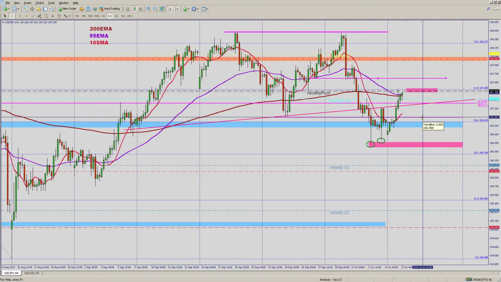Right, so if it does fall below 107.20, there is support at 106.95, just below 107. And if it breaks higher above the 107.45, then there's another intermediate resistance at 107.65.